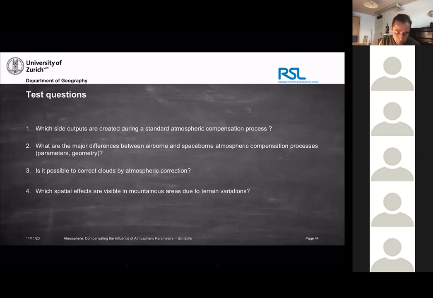Side outputs. One could ask which side outputs are created. Well, side outputs are the illumination, the precipitable water, and aerosol optical thickness.